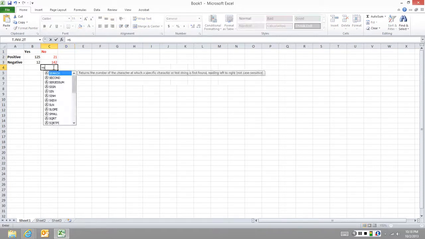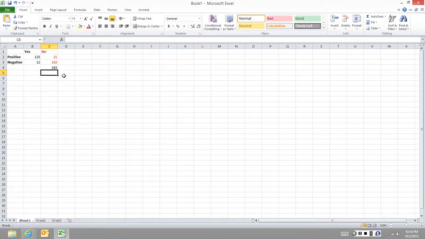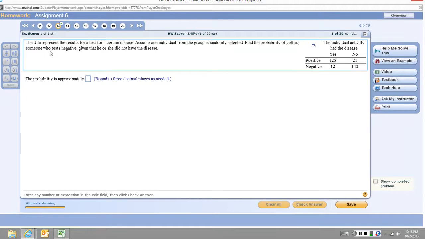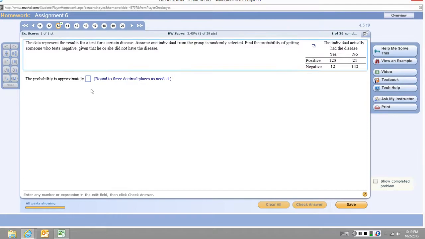So this, I'm going to sum this. This is C2 to C3. So 163 people don't have the disease. Now I want to know what's the probability of those 163 people that someone who tests negative. Well, that then here is this blue number, 142. 142 people tested negative. So my probability is 142, those people who test negative, and the 163 people who don't have the disease. So my probability then is 0.871, okay, because it said round to 3 decimal places.